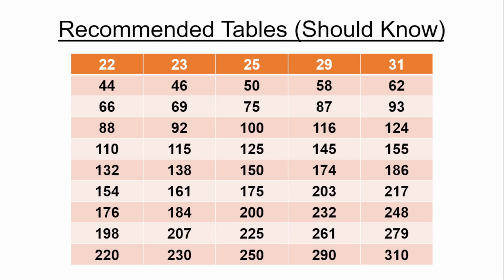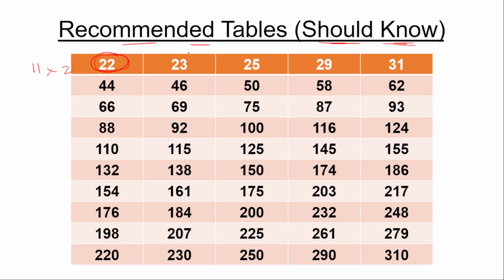Then there are tables which I recommend you learn, which you should know. It is not a must-know, but you should know them. It will increase your speed. For example, 22. If you know the table of 22, generally it can be cut by 11 and 2. If you have to divide some number by 22, you can divide it by 11 and then by 2. But if you know the table of 22, you can directly cut it down and it will increase your speed.